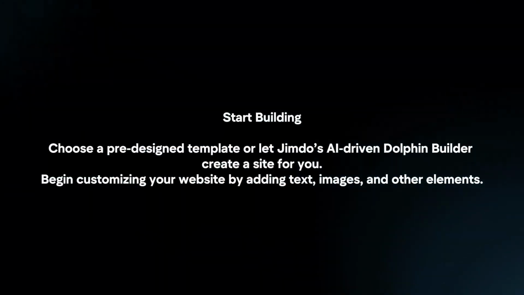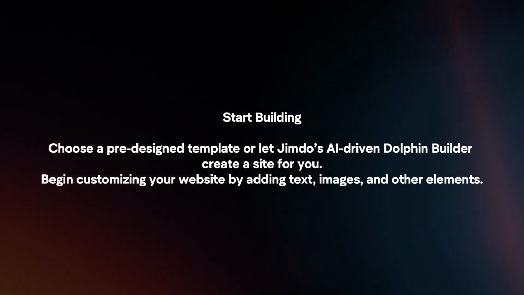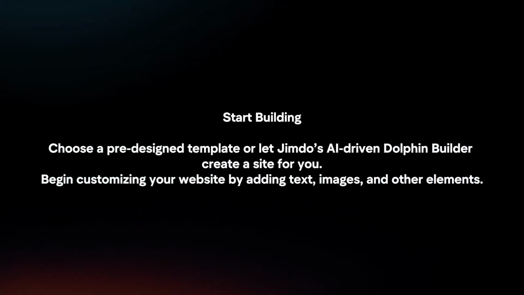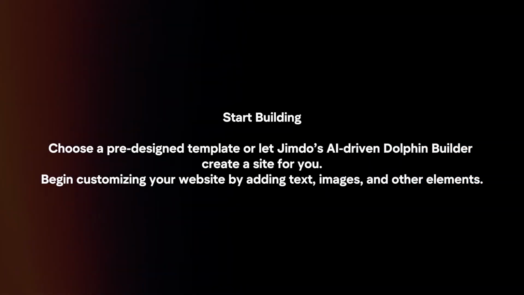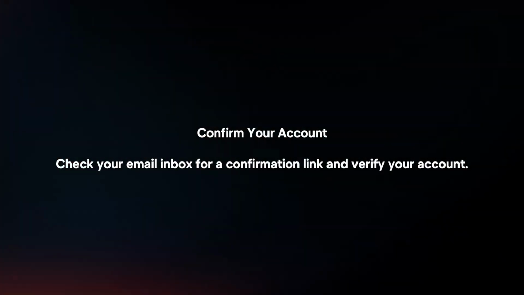Start building. Choose a pre-designed template or let Jimdo's AI-driven Dolphin Builder create a site for you. Begin customizing your website by adding text, images, and other elements. Confirm your account. Check your email inbox for a confirmation link and verify your account.